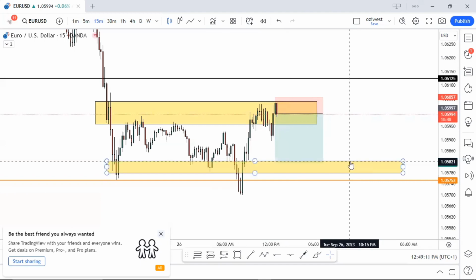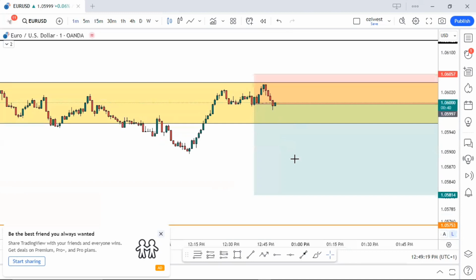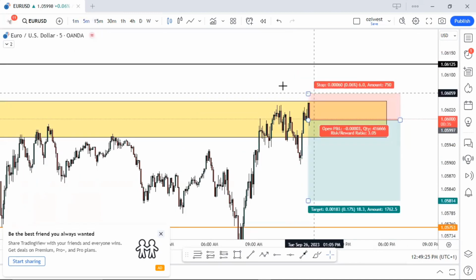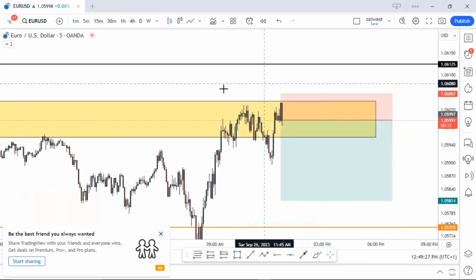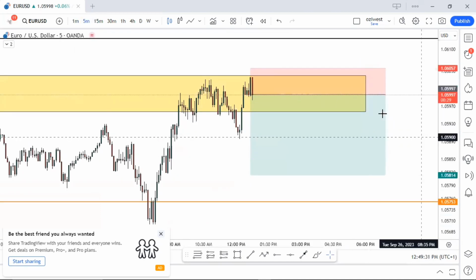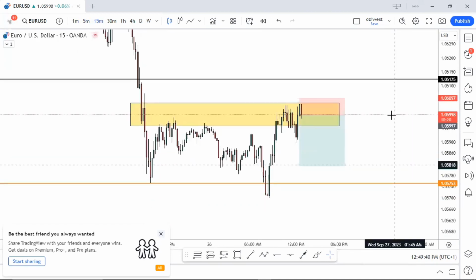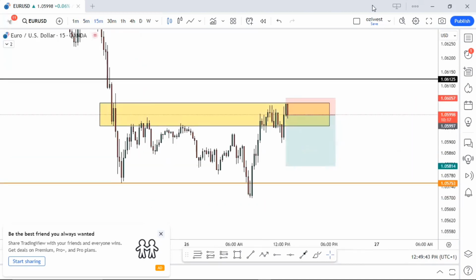So I'll keep you guys updated on the trade. We need another bearish engulfing candlestick, a solid one. This one was deceiving. So I'll keep you guys updated on how the trade goes.